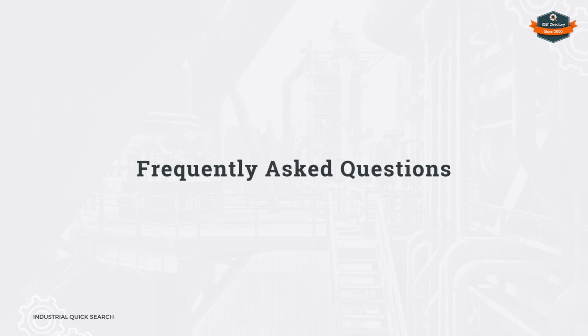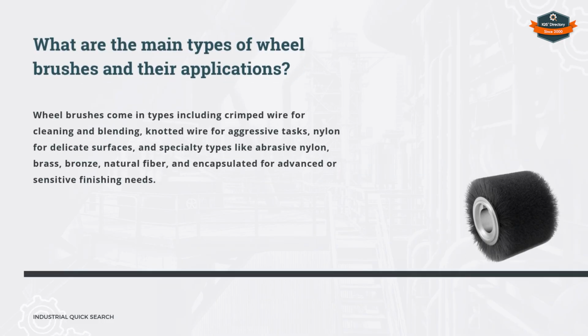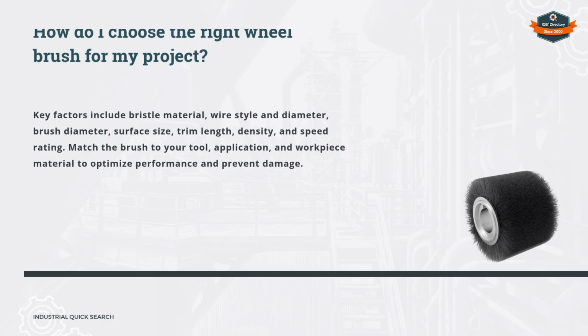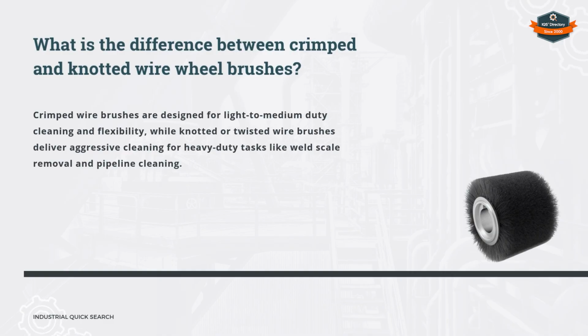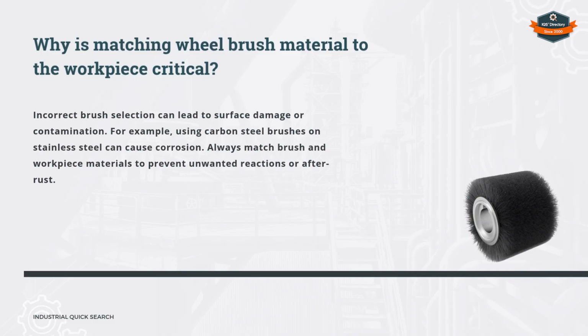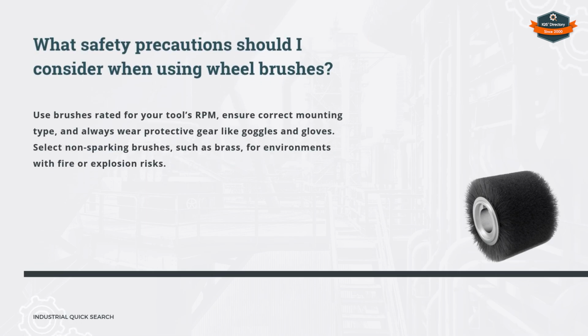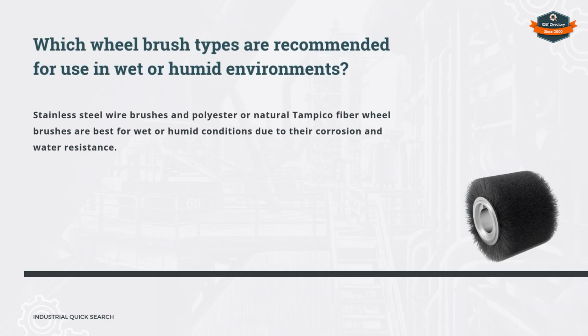Frequently asked questions. What are the main types of wheel brushes and their applications? How do I choose the right wheel brush for my project? What is the difference between crimped and knotted wire wheel brushes? Why is matching wheel brush material to the workpiece critical? What safety precautions should I consider when using wheel brushes? Which wheel brush types are recommended for use in wet or humid environments?